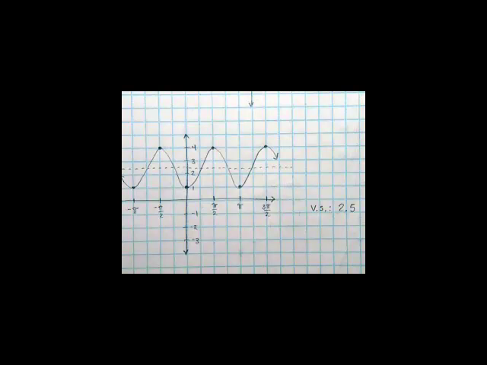Okay, anything else you guys see in there? Yeah. Amplitude is 1.5. Mm-hmm. Yep, that makes the amplitude 1.5. Good. Okay, we still got period and phase shift. Yeah. Period is pi. Good.